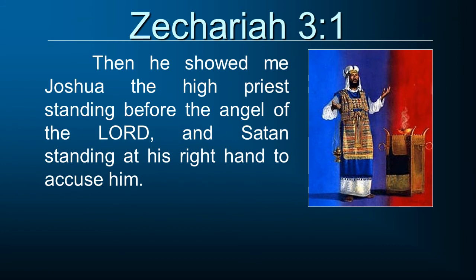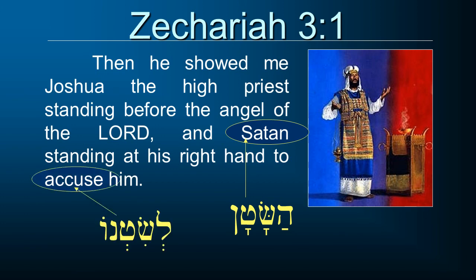Zechariah chapter 3 and verse 1. This is Zechariah's vision. Then he showed me Joshua the high priest standing before the angel of the Lord, and Satan. And notice the Hebrew is, and we haven't gotten into definite articles yet, but we're about to introduce that, so it's Ha-Satan, the Satan. Notice that the term Satan can be used as a name, but it's almost like a title here. It's the Satan, was standing at his right hand to, and notice that term, lesitno, to accuse him or to Satan him. Do you see how the verb and the noun are side by side?